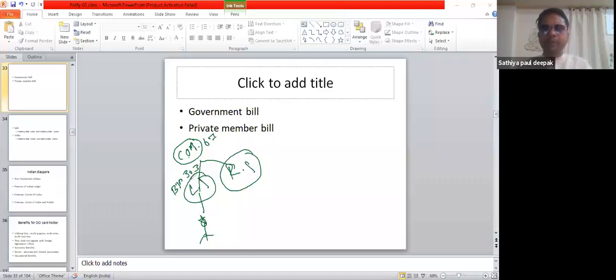Now, any bill introduced in Lok Sabha and Rajya Sabha could be a government bill or a private member bill. Anything. But please remember that certain bills have to be government bills. For example, altering the boundaries of a state should be a government bill only. A private bill is not allowed at all.